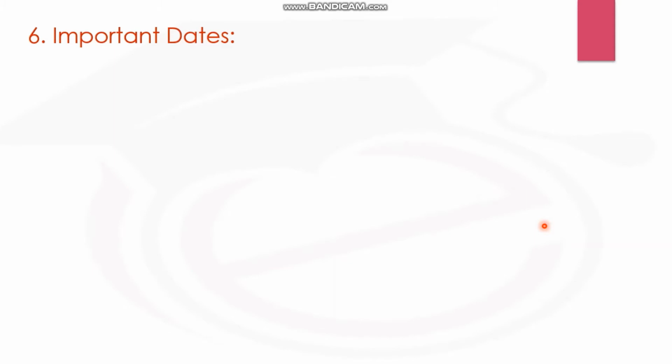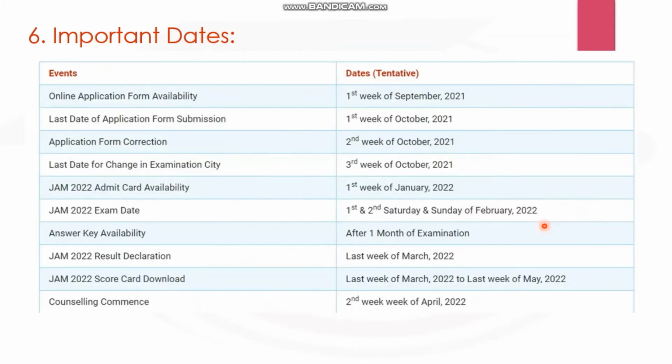Then we can go through some important dates. I'm just talking about JAM 2022, and all these dates are tentative, and I'm not sure that this will happen, but you will get an idea regarding the distribution of dates, like when it will start, when the exam will be conducted, and when the result will come. Now these are tentative. So online applications start in the first week of September 2021, and the last date will be the first week of October 2021.